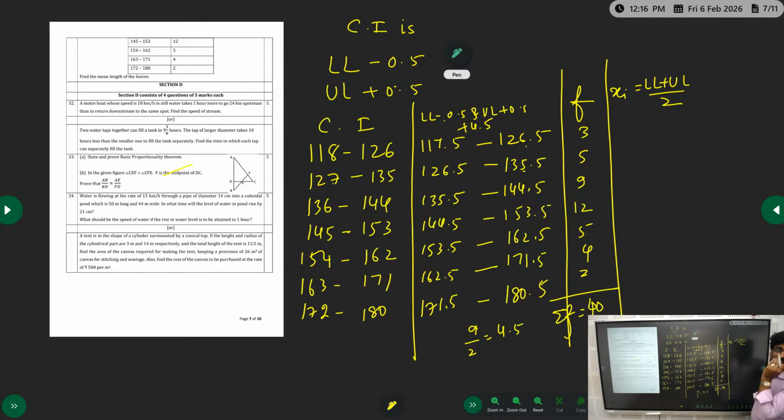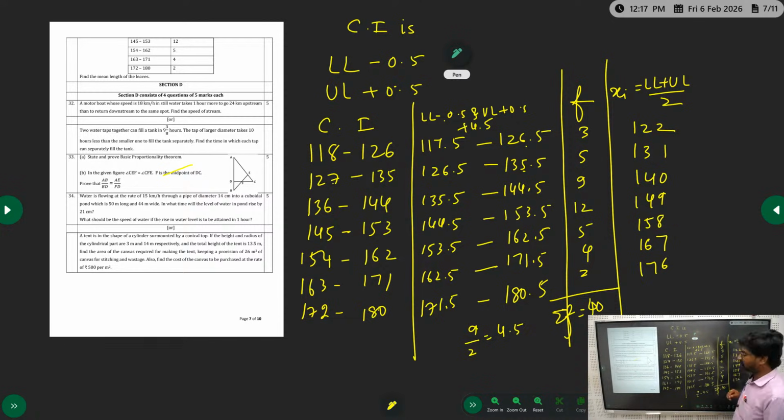118 plus 4.5, 122.5. Then 127 plus 4.5, 131.5. 136 plus 4.5, 140.5. Do the addition properly. Then 145 plus 4.5, 149.5. The difference is 9 only, no? Yes. Then 158.5, 167.5, 176.5.